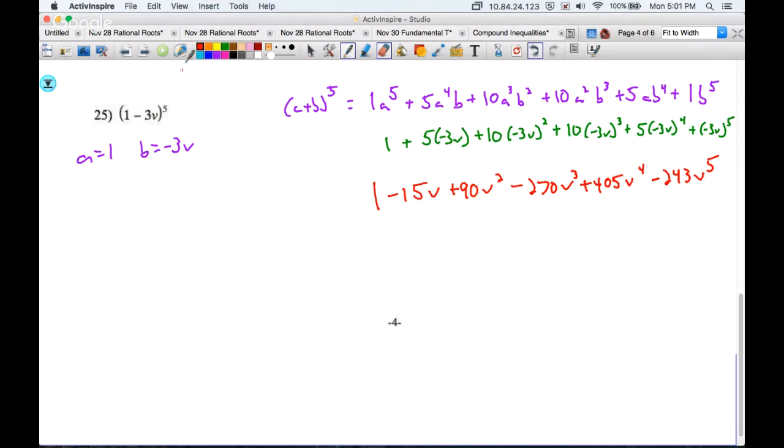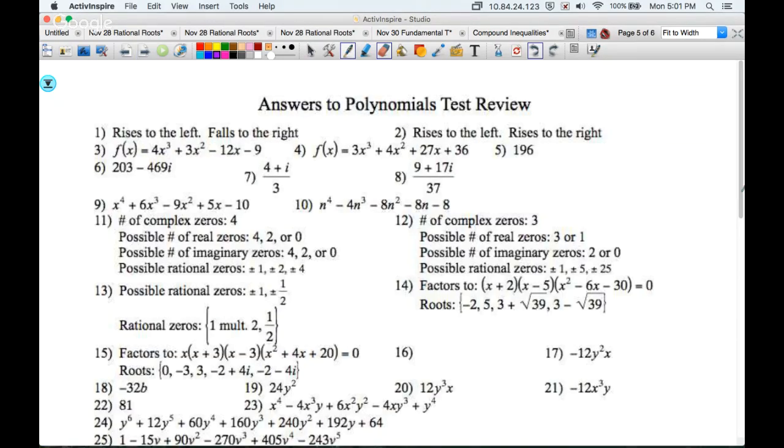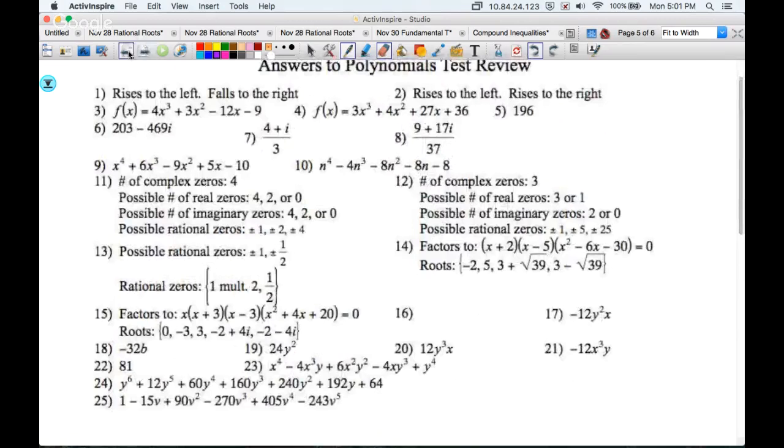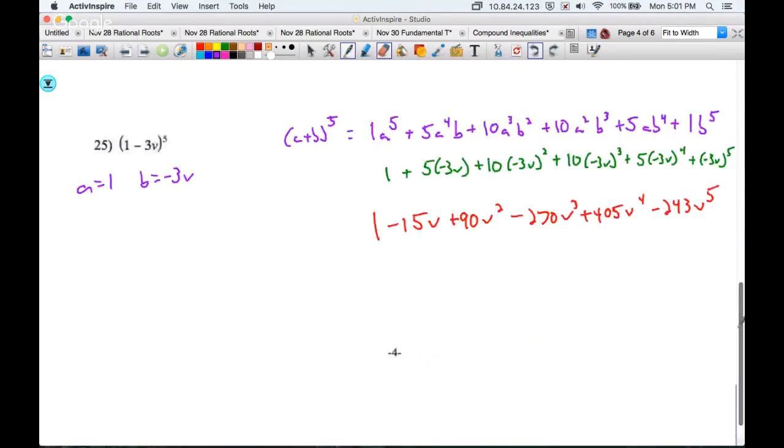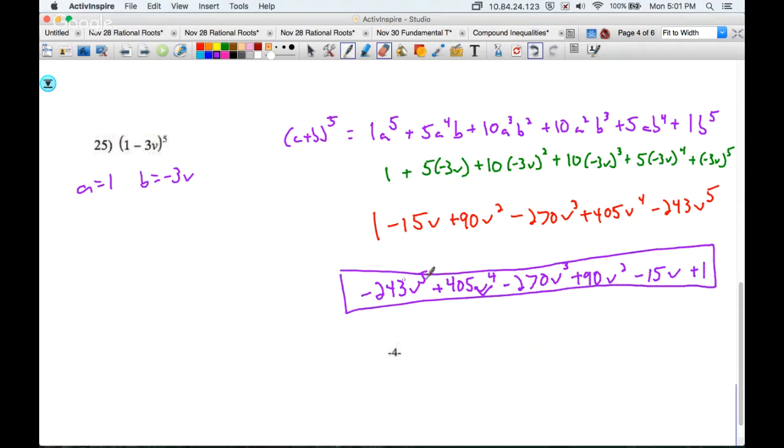v to the 5th, and now I'm inclined to put this in standard form. I think the answer key might look like this. Yeah, the answer key doesn't have it flipped around yet, but I'm inclined to put that into standard form. Descending order of exponents, so negative 243 v to the 5th, plus 405 v to the 4th, minus 270 v cubed, plus 90v squared minus 15v plus 1. I like that better in standard form, but however you want to do it.